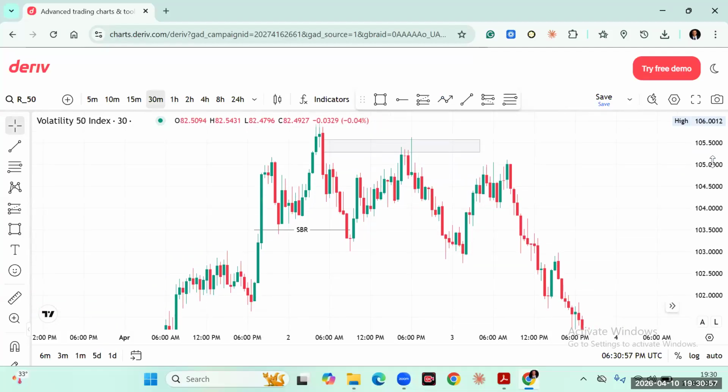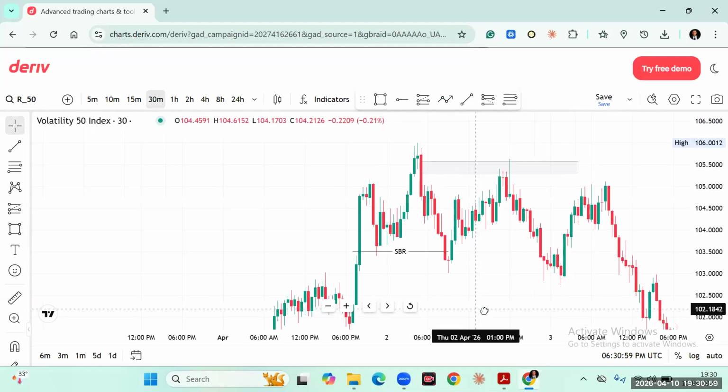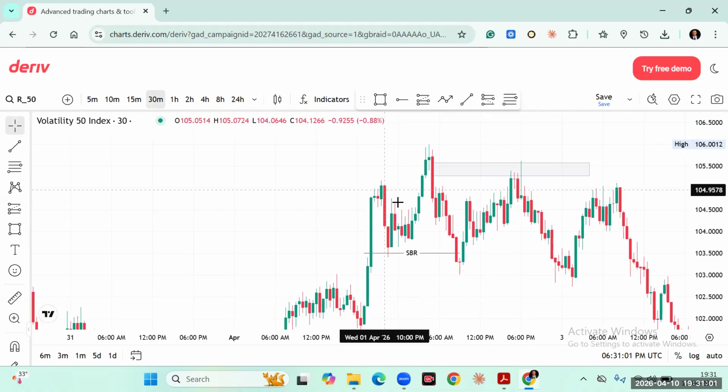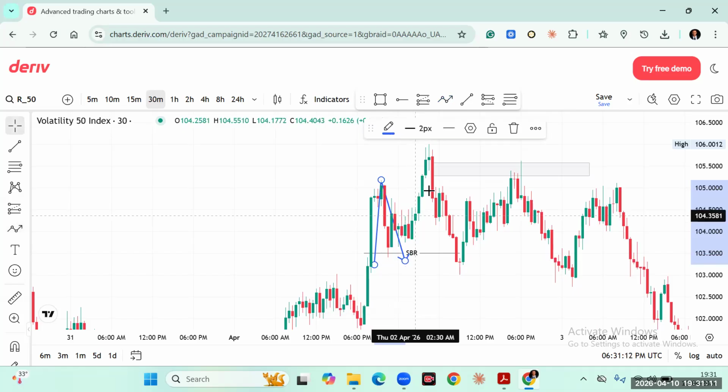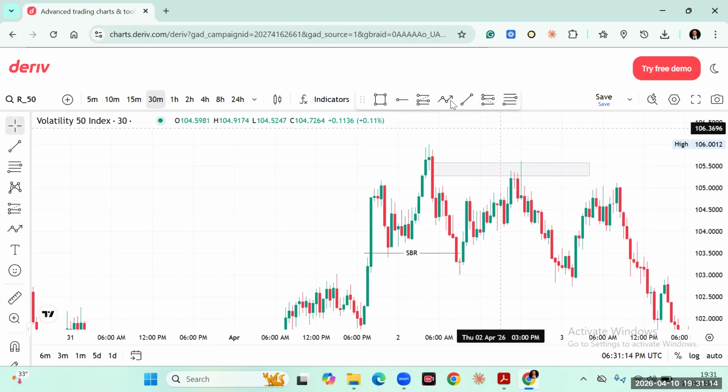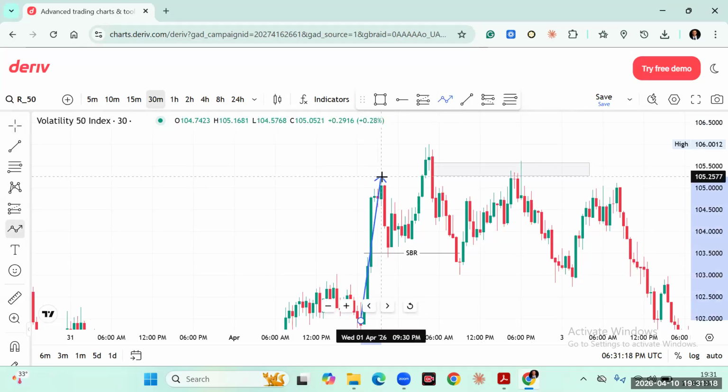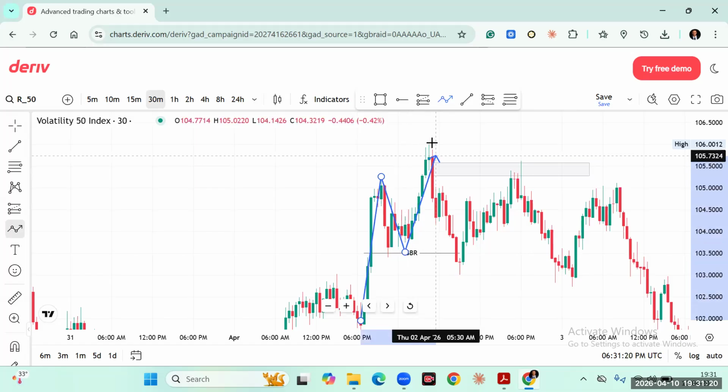So do the same thing on the 30 minutes, very clear. All right, so it bought and created a higher low. It was a massive jump: higher high, higher low. And this higher low is valid because it created a higher high, see? So it started from here: higher high, higher low, higher high.